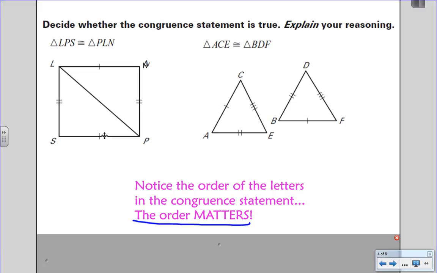Let's do the second one. So we have side, side, side congruency. Good. So now we just have to check the ordering. Is triangle ACE congruent to triangle BDF? Let's see. A to C, so crossing the 1 dash. B to D crossing the 2 dashes. I already know that they messed up their ordering.